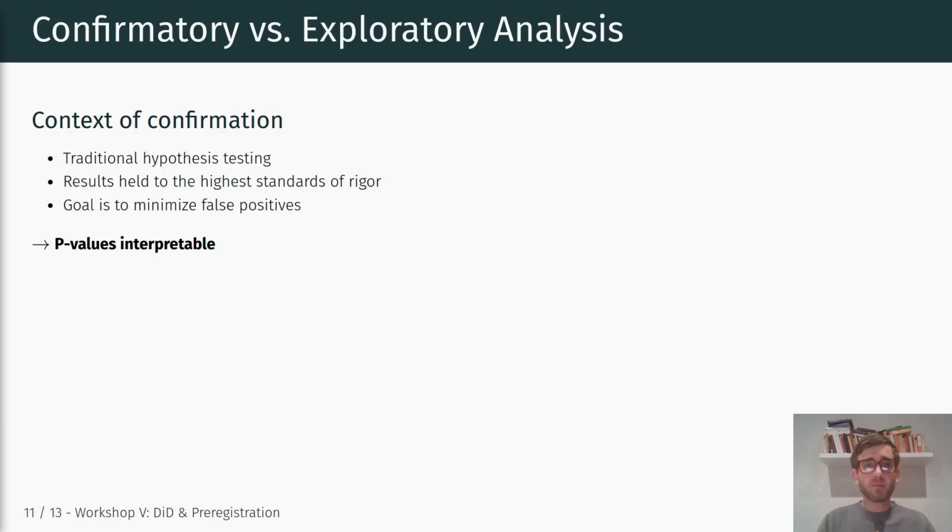We want to minimize the likelihood of false positives, and in this context, we rely on p-values to evaluate statistical significance, as a sign to reject a given null hypothesis in comparison to some alternative hypothesis based on our theory. So classic or traditional hypothesis testing clearly belongs to this context of confirmation, of rejecting a null hypothesis in favor of an alternative hypothesis.